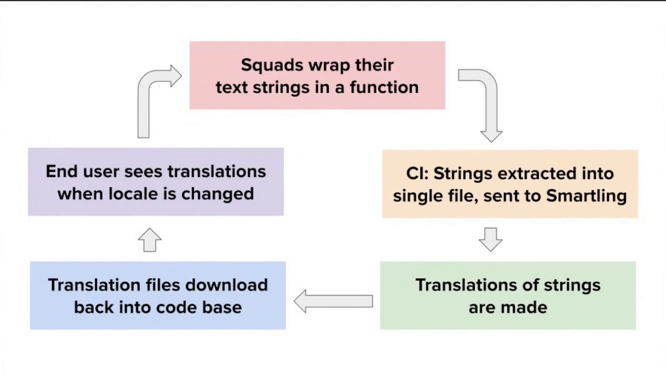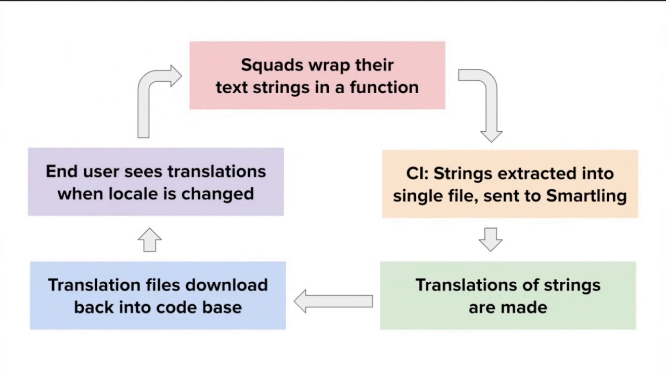Step four, those files are downloaded back into the code base after a certain period of time. And lastly, purple, when the end user switches their locale, the function that these strings are wrapped in flips the translation to the language that is associated with that locale. And at a high level, it's actually really as simple as this.